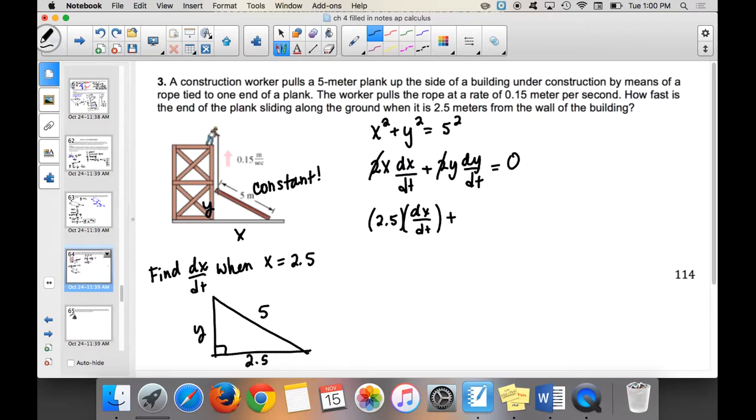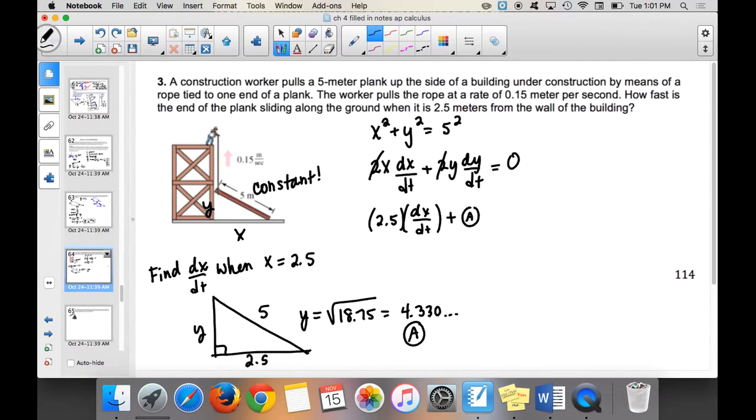So we do Pythagorean theorem. You guys agree? So I do 5 squared minus 2.5 squared, which is 25 minus 6.25. So I get the square root of 18.75, which is like 4.330 and something. So I'm going to store it as a, just in case I need it.